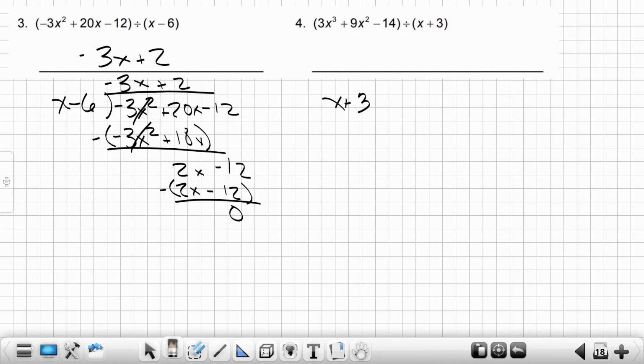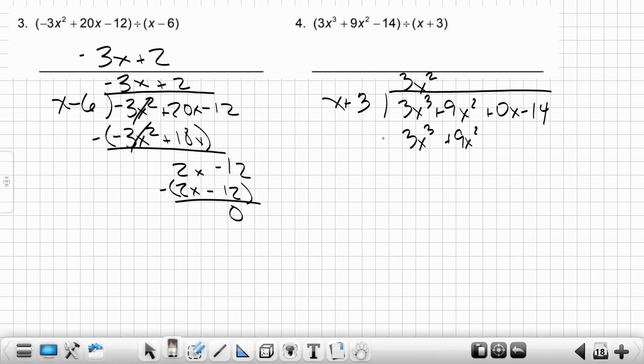So x plus 3 going into 3x cubed plus 9x squared plus 0x minus 14. I put my placeholder in so everything lines up. 3x cubed divided by x is 3x squared. Distribute. Subtraction parentheses. Cancels. Bring down 0x minus 14. It doesn't go in, so all that's left is 14. I could put plus 0, but that's not really necessary. So here's my remainder. So it's going to be plus a negative 14 over x plus 3. That one had a remainder, thank goodness.